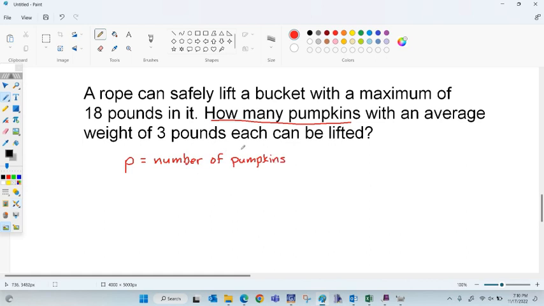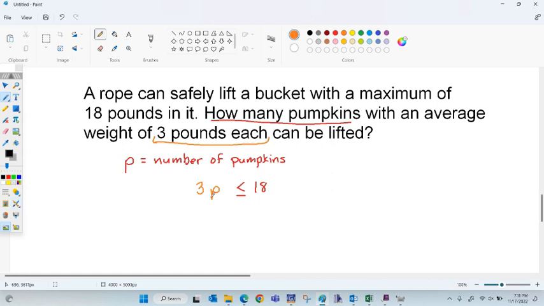All right, well, it has a maximum of 18 pounds. So that means that you could have 18 pounds. You can't have more than 18 pounds. You have to have less than or possibly equal to 18 pounds. Those pumpkins are 3 pounds each. So since they are 3 pounds each, if I had 1 pumpkin, I'd have 3 pounds. If I had 2 pumpkins, I would have 6 pounds. If I had 3 pumpkins, I would have 9 pounds. If I had 4 pumpkins, I would have 4 times 3 or 12 pounds. So since we don't know how many pumpkins, we have 3P pounds.